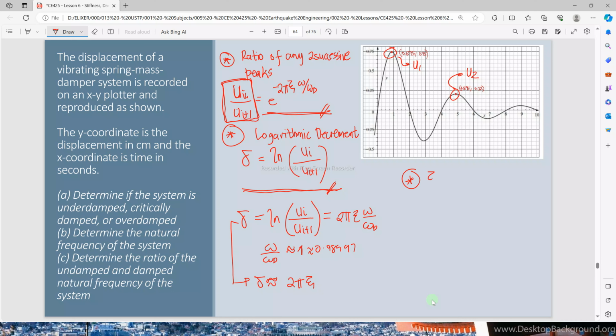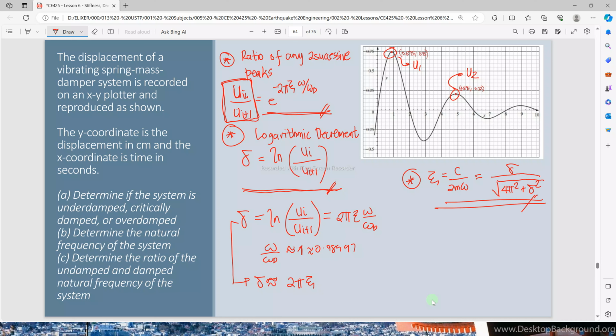Now, if you remember, the damping ratio is the damping coefficient C over 2m omega. Now, how about this one? Number 2 is a graph. We don't have the damping coefficient, we don't have the mass here, and also the natural frequency. What do we have? We have the damping ratio in terms of the logarithmic decrement, which is equal to delta over square root of 4 pi squared plus delta squared.